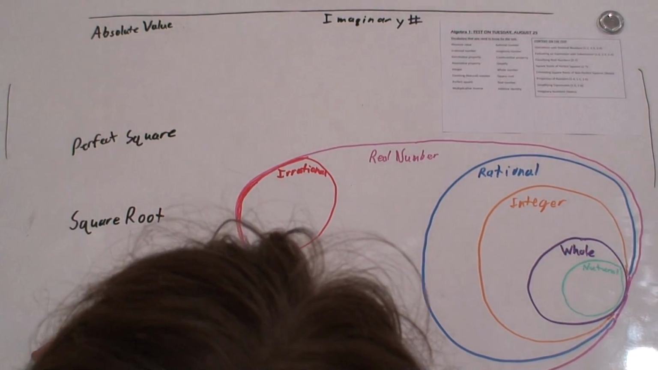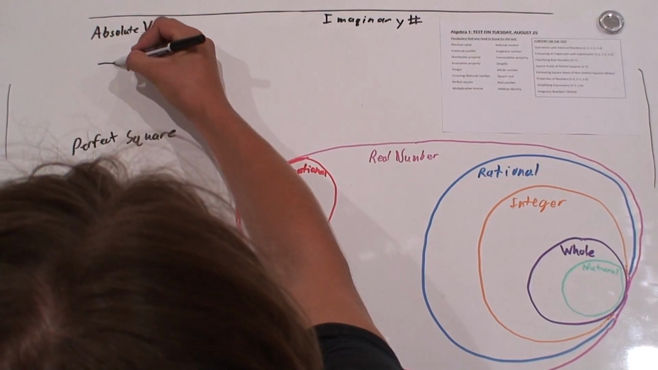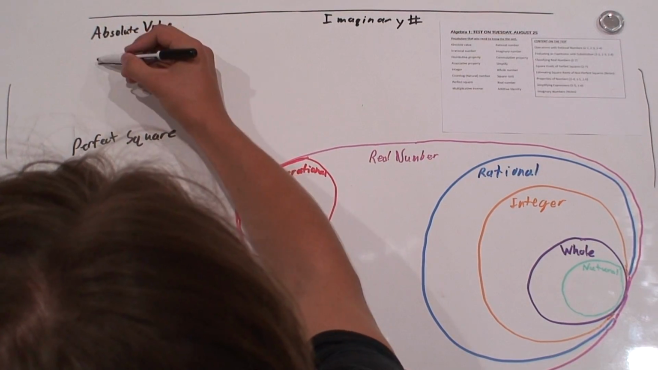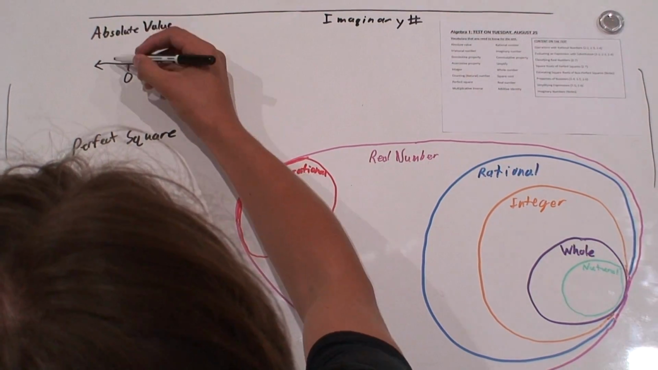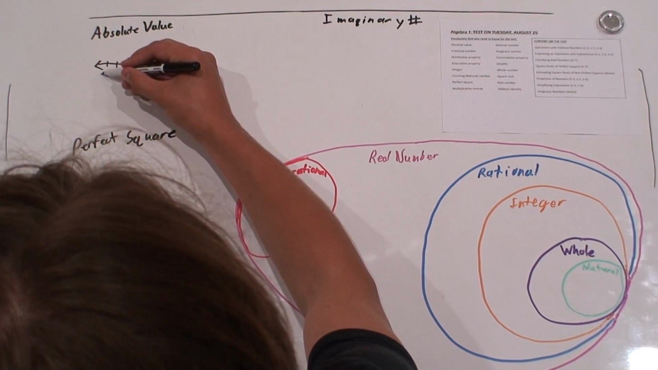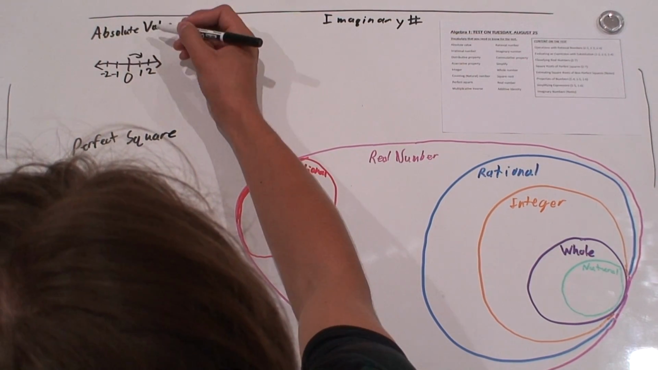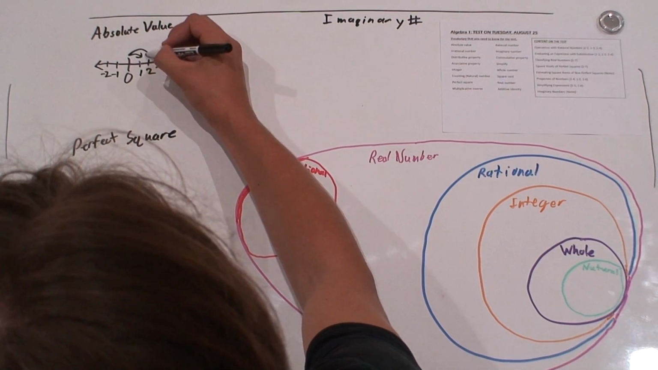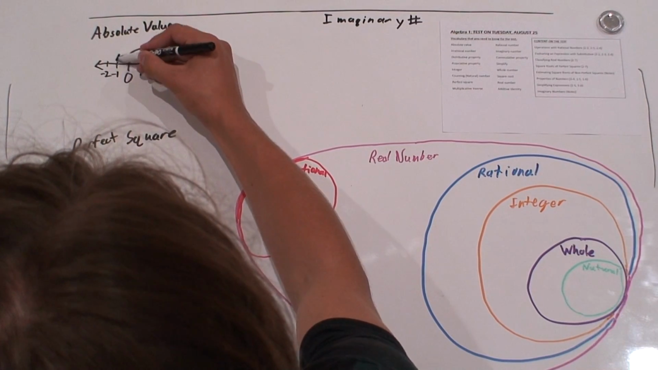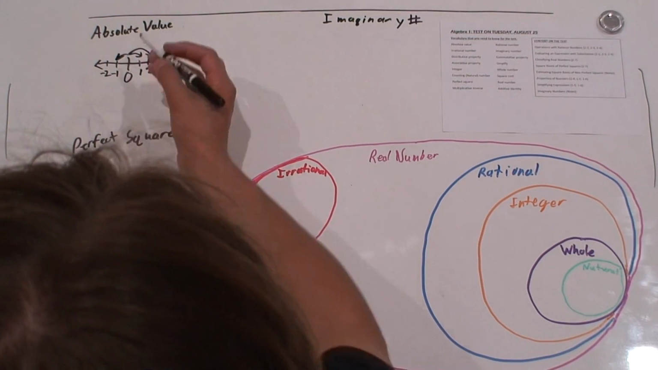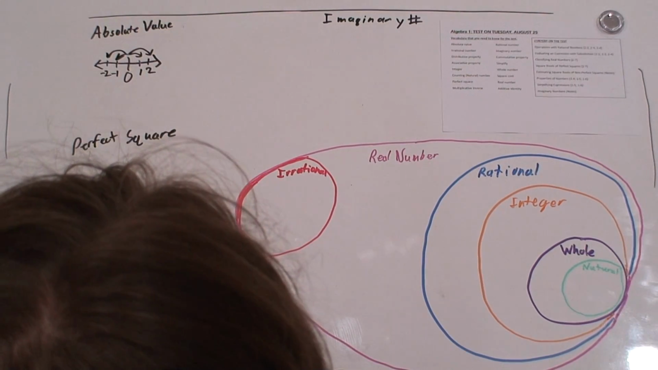First up is absolute value. Absolute value is the distance from 0 on the number line. Here we have 0, 1, 2, -1, -2. And 1 is 1 distance away from 0, and 2 is 2 distances away from 0. The same for -1, which is also 1 distance away from 0, and -2, which is 2 distances away from 0.